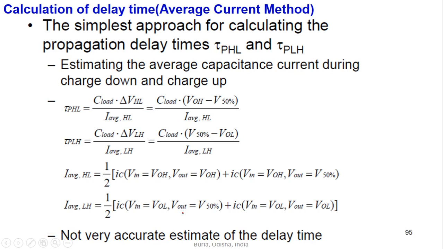Okay, so let us continue. We were at this relation, C load delta VHL by I average HL, where C load delta VHL is the change when the output is going from high to low.